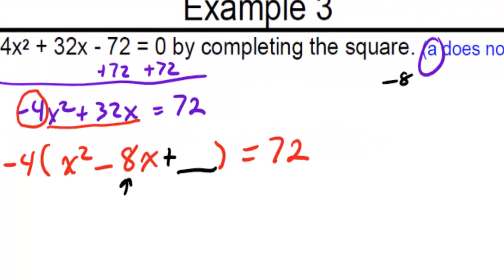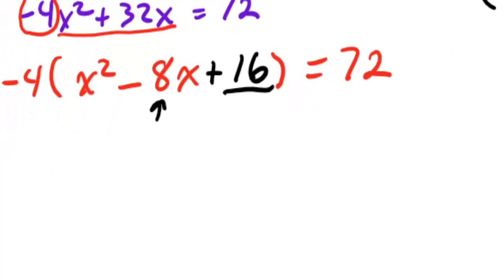So negative 8 divided by 2 is negative 4. We square it and we get 16. So I add 16 here. Now remember, on the right hand side we have to deal with the offset of that because that 16 did not exist originally in the problem.